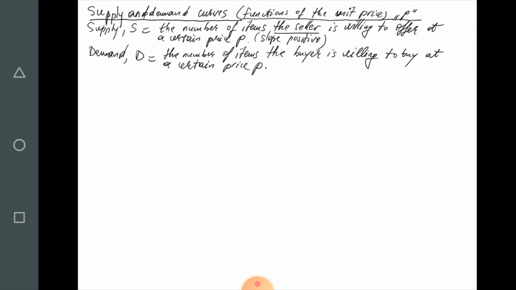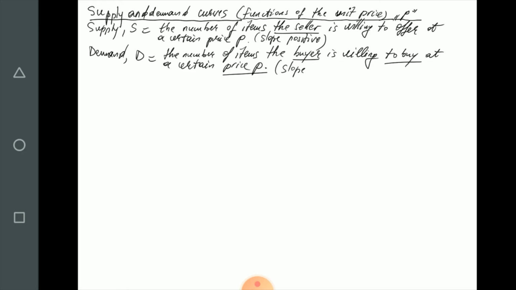The bigger the price, the bigger the supply. Again, by supply meaning the willingness to offer at a given price level. The higher the price, the more items the seller is willing to produce and offer on the market. The demand is the flip side, or the other side of the coin: the number of items the buyer is willing to buy at a certain price P. Obviously, there is an inverse relationship here between the price and the demand.